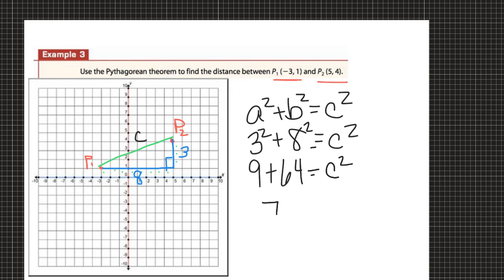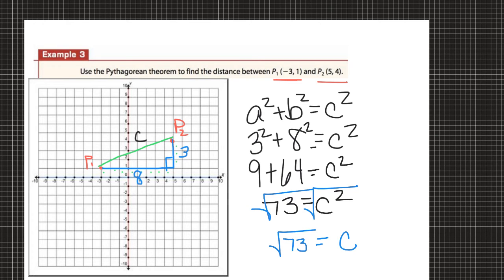And then that becomes 73 is equal to c squared. Okay, so then I could just find the square root of that, square root both sides. The opposite of a square is a square root. And 73 won't break down. So it's plus or minus the square root of 73, but in geometry, we know distance is positive. So c is equal to the square root of 73. Okay, and if we wanted to approximate it, we could put it in our calculator. Square root of 73 is about 8.5, about 8.5 units.